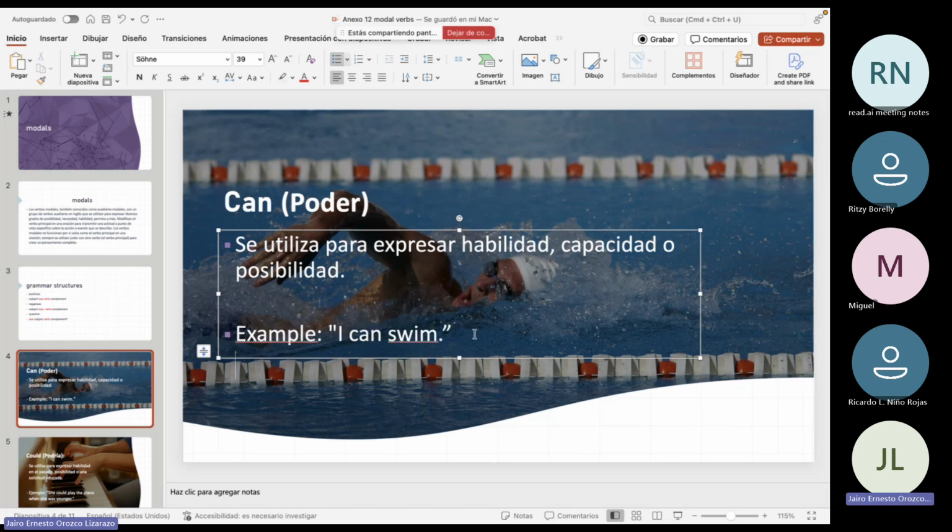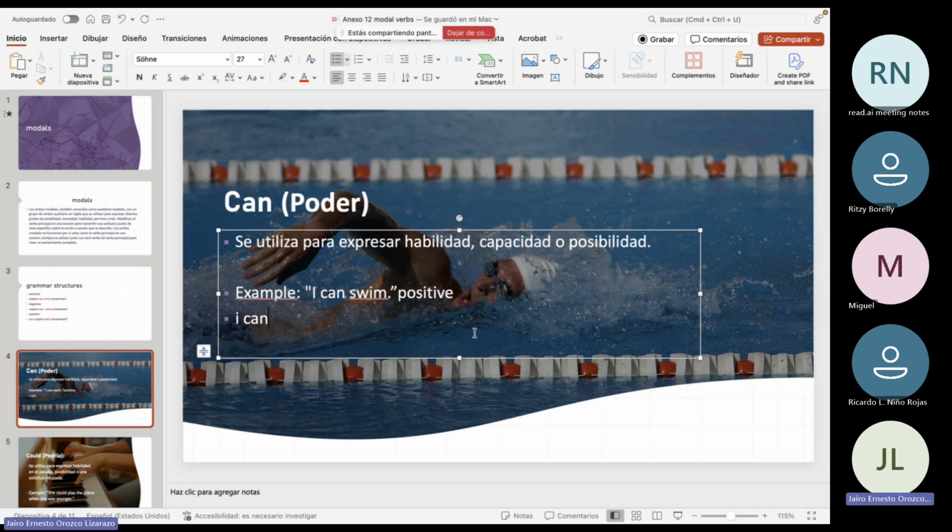If I want to put it in negative, this is positive, right? If I want to put it in negative, I can not swim. You can write it like this, can not, or you can write it like this, cannot, which is more common. So I can swim, I can't, or I cannot swim.